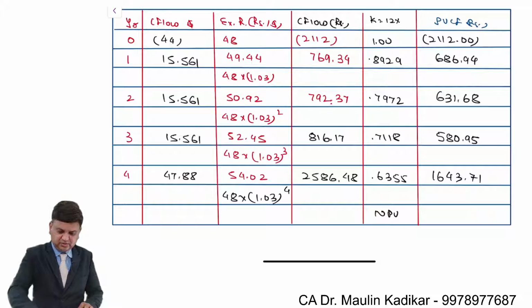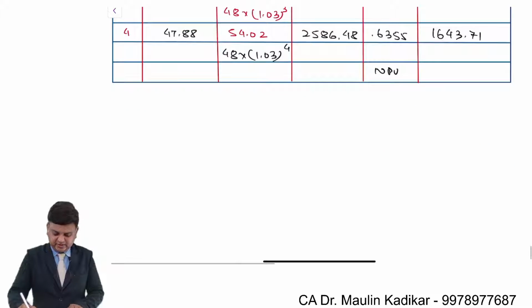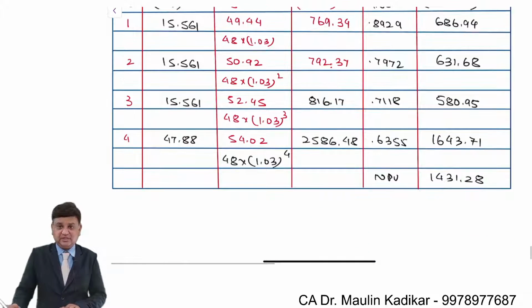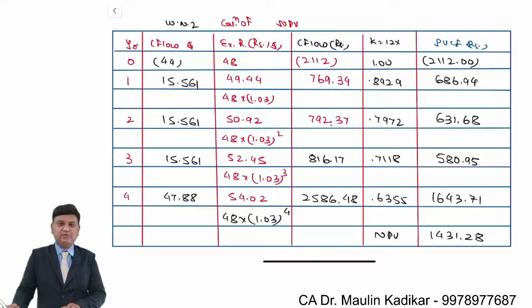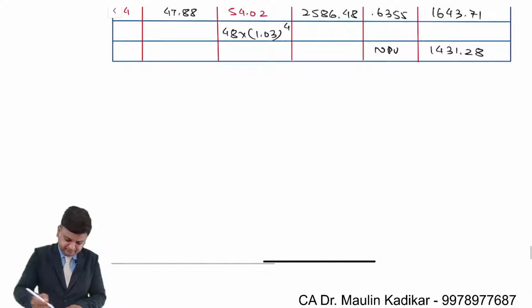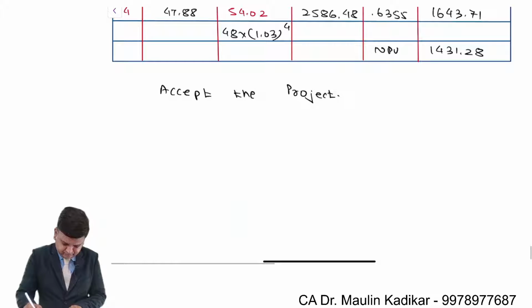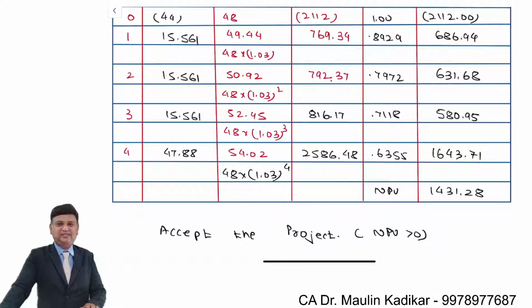686.94 plus 631.68 plus 580.95 plus 1643.71 minus 2112, so 1431.28. This is the answer in rupee terms, and as NPV is positive, the project should be accepted. This is the way we are required to write the answer.